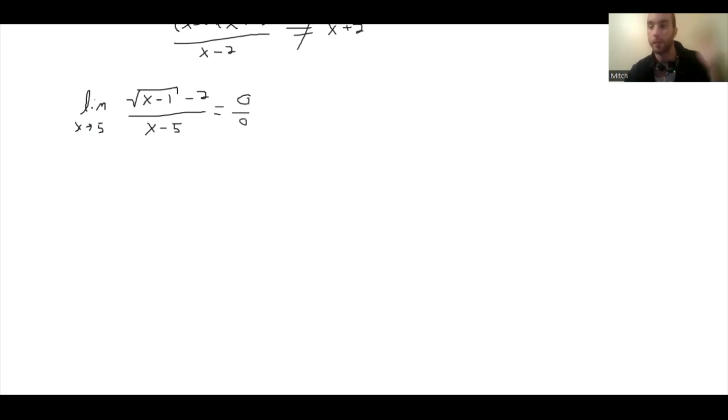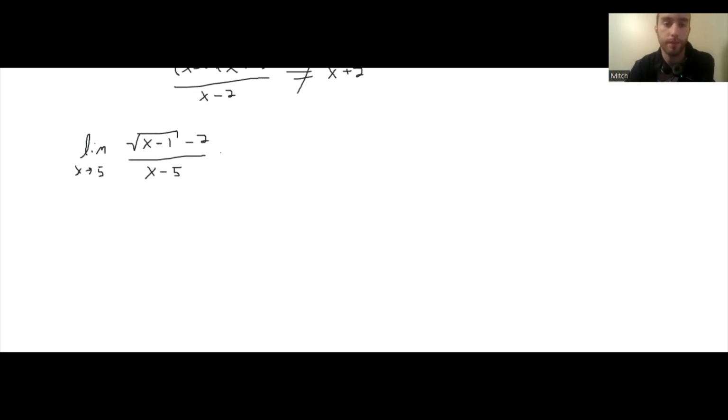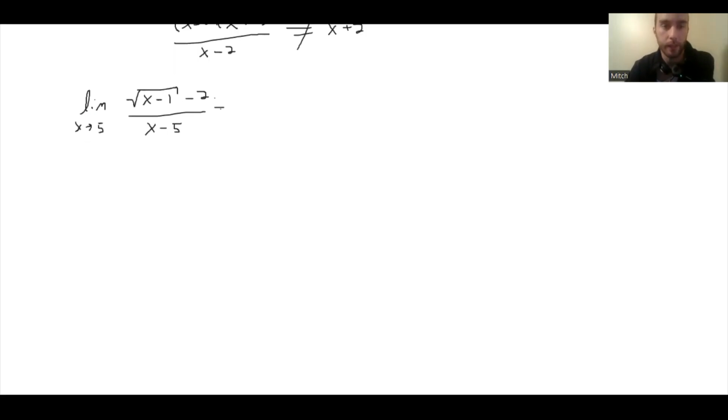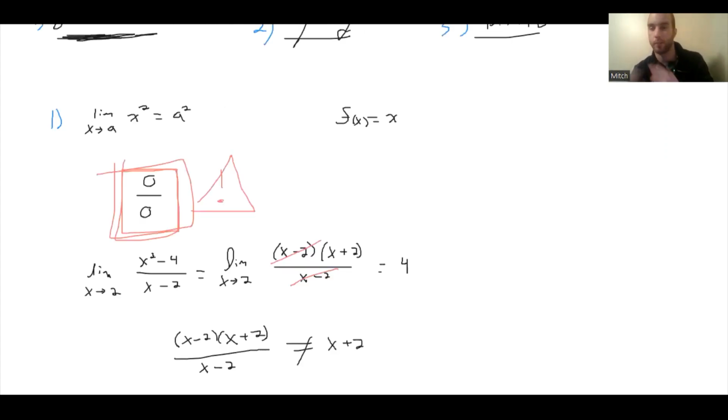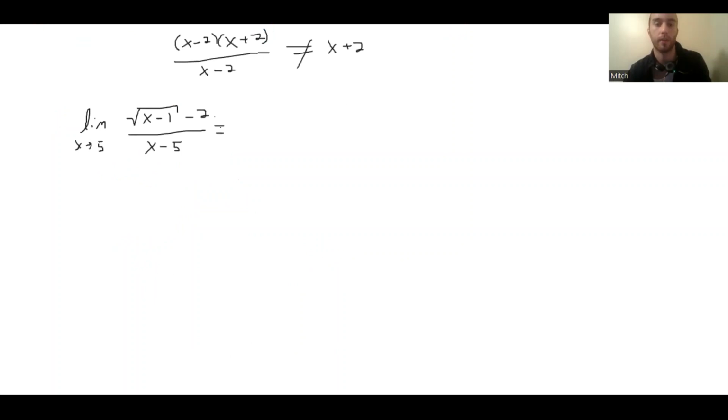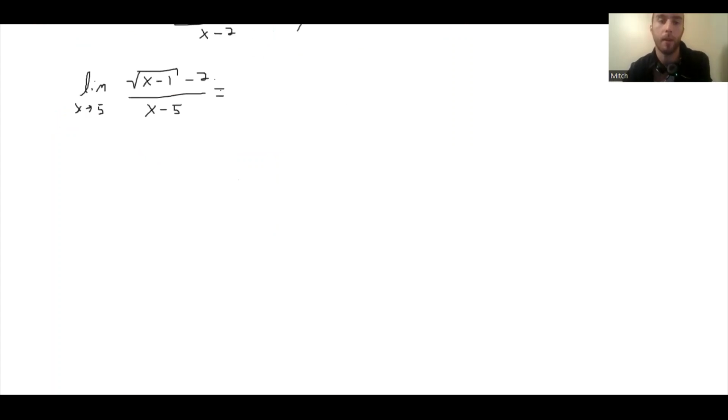So we get 0 over 0, uh-oh, red flags going off. What can we do? So the way that rationalization works, you're kind of doing the opposite of what we just did right here. We factored out that difference of squares. Right now we're going to create a difference of squares. So we're going to multiply the top and the bottom by its conjugate of the square root.